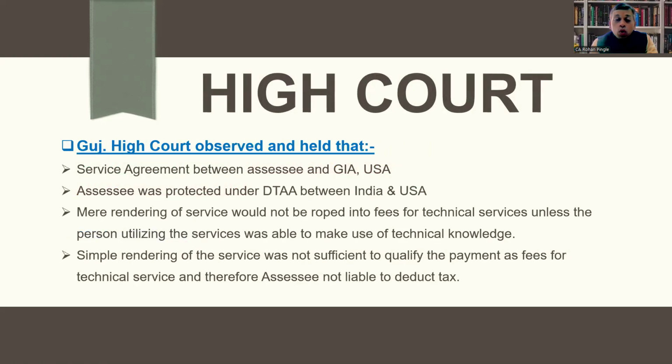What Gujarat High Court observed and held: under the service agreement between the assessee and GIA USA, the assessee was protected under the double tax avoidance agreement between India and USA. Mere rendering of service would not be roped into fees for technical services unless the person utilizing the services was able to make use of technical knowledge.